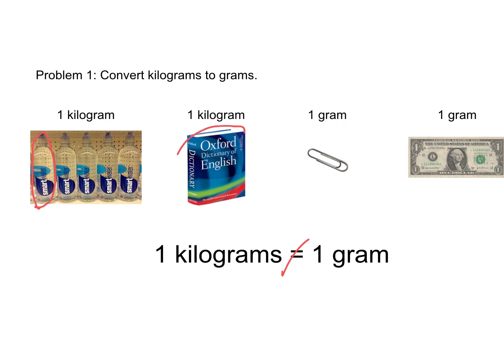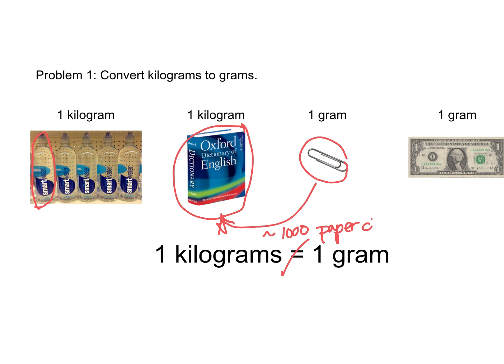A big dictionary is about 1 kilogram. A paper clip is about 1 gram. So you can see that you'd need about 1,000 paper clips to equal one of these, right? You'd need about 1,000 approximately. Remember our little symbol for that. And a dollar bill is 1 gram.